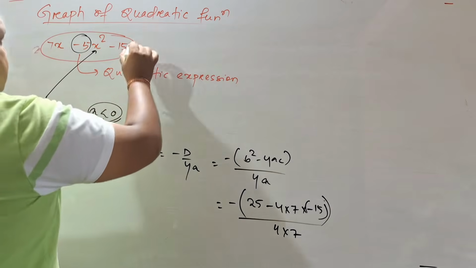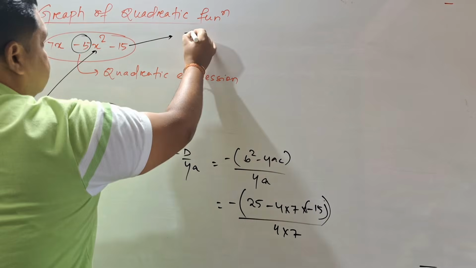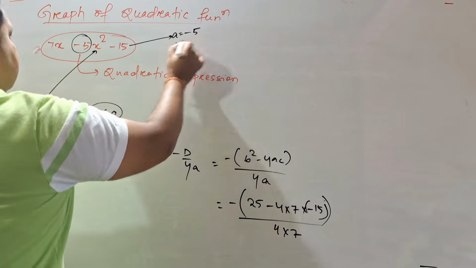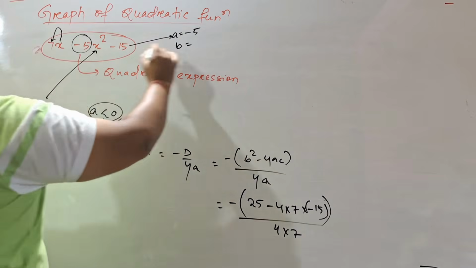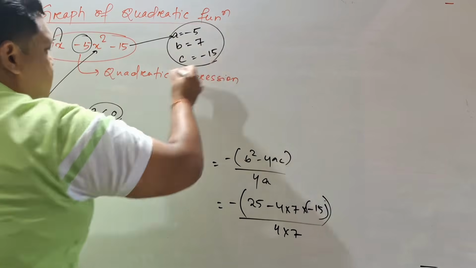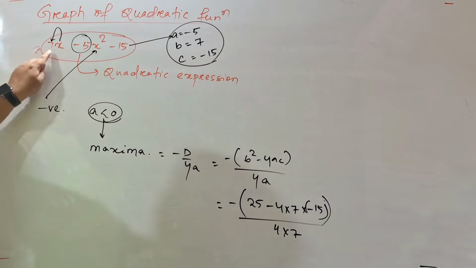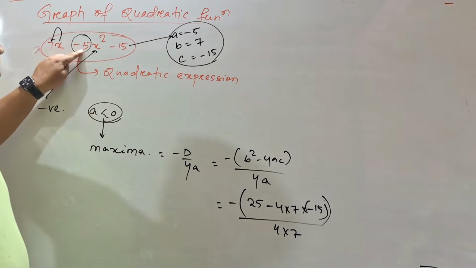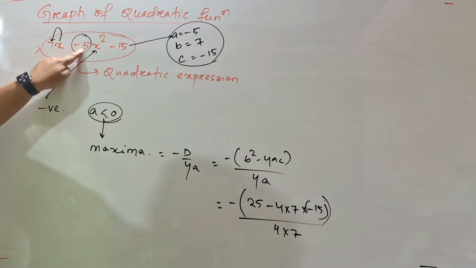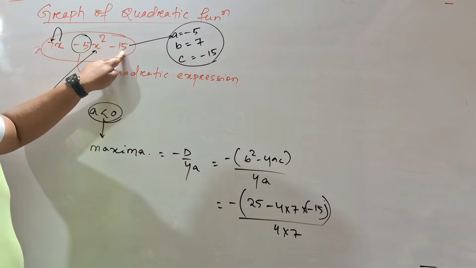Now here if you observe, the coefficient of x square is a, so a is minus 5. b, the coefficient of x, is 7, and c equals minus 15. Do you understand now? Maximum of the students, what do they write? They take the first term as a, second as b, third as c. No. The x square coefficient is a, the x coefficient is b, and the constant term is c.